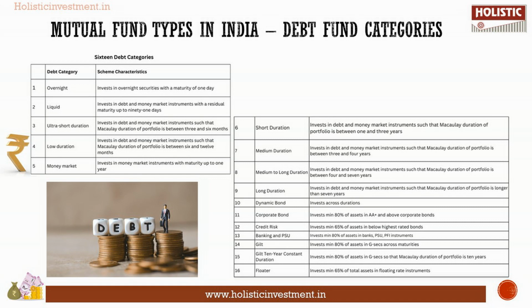Corporate bond funds invest minimum 80% of assets in AA plus rated corporate bonds. Credit risk funds invest minimum 65% of assets in low rating bonds. Banking and PSU funds invest minimum 80% of assets in bank, PSU and PFI instruments. Gilt funds invest minimum 80% of assets in GSEC across maturities. Gilt 10-year constant maturity funds invest minimum 80% of assets in GSEC so that the Macaulay duration of the portfolio is 10 years. Floater funds invest minimum 65% of total assets in floating rate instruments.